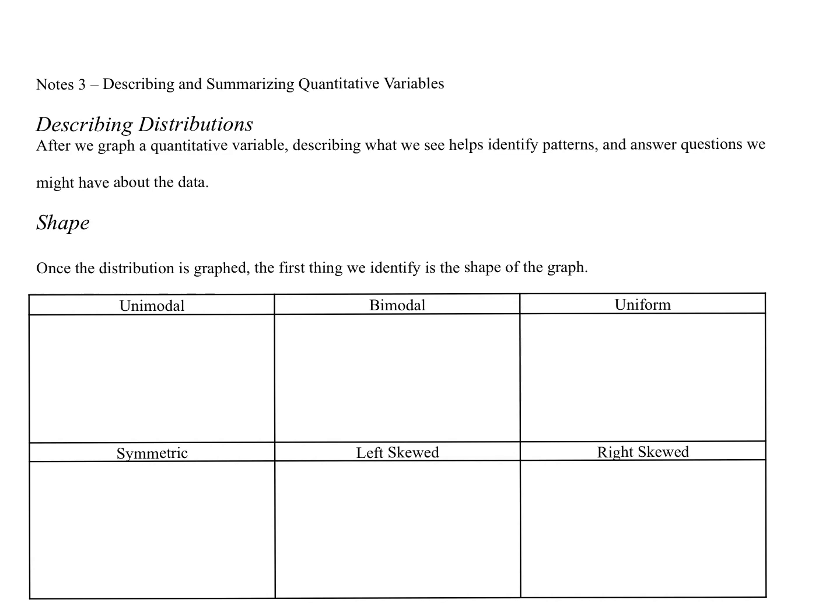In section 3, we are going to talk about how we can describe distributions of graphs, and then we'll talk about our last graph for quantitative data called a box plot. So there are 3 ways you can describe a distribution: by its shape, by its center, and by its spread. And we typically do this after we graph our quantitative variable, so we can identify any patterns or answer any questions we might have about the data.